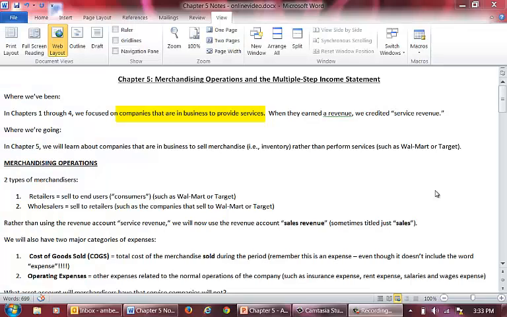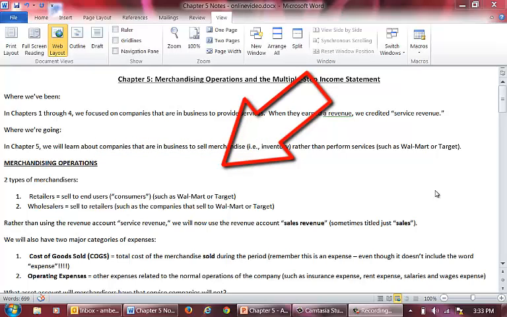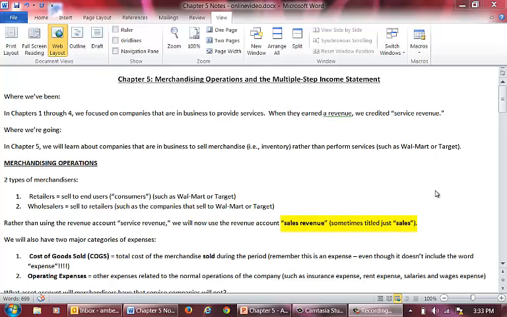Thus far, we have focused on service companies, which are companies in business to provide services. In Chapter 5, we are switching gears and we are going to discuss companies that are in business to sell products. These types of businesses are known as merchandisers. There are two types of merchandisers: retailers and wholesalers. Retailers sell to end users like you and me. Wholesalers sell to retailers. Instead of using service revenue, we will use sales revenue, sometimes just called sales.